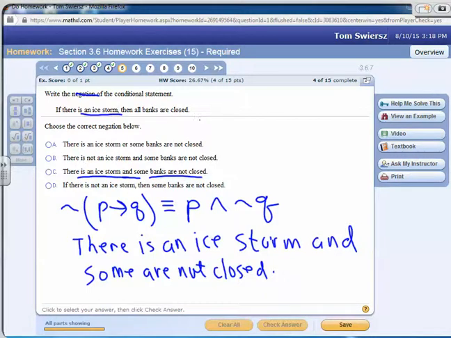There is an ice storm, the word and, some banks are not closed. And the negation of all are is some are not, okay? So we use that right there. So this choice C is definitely the correct answer. Keep P the same, change it to an and, and the negation of all banks are closed is some banks are not closed.